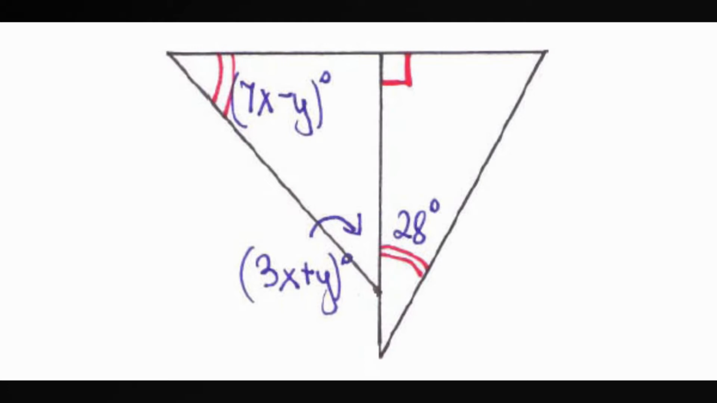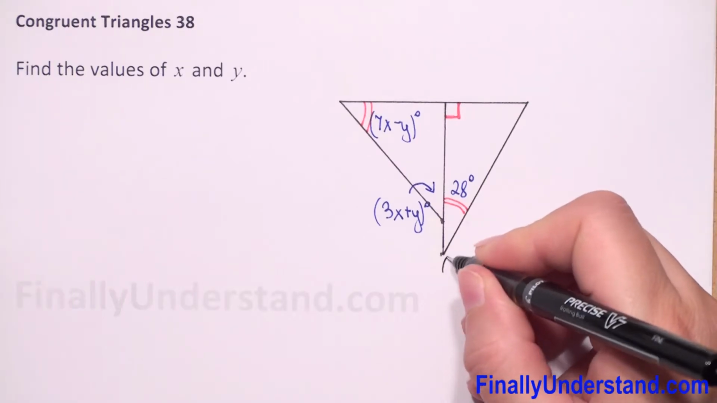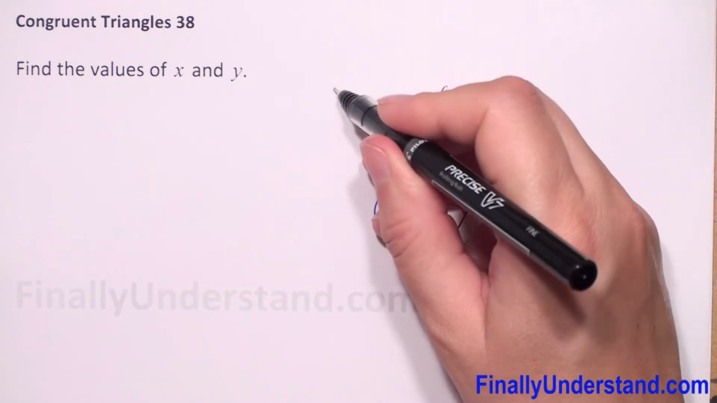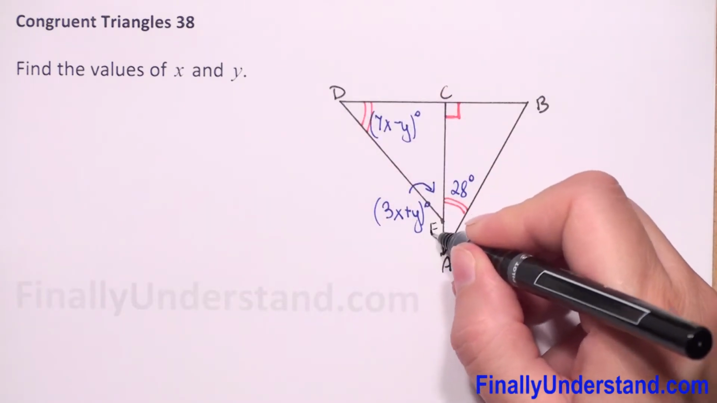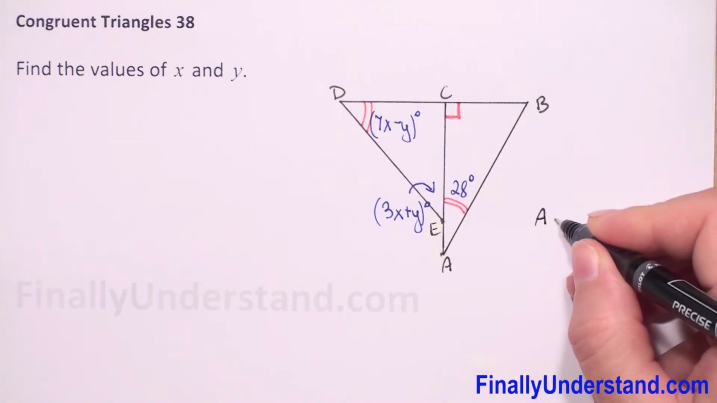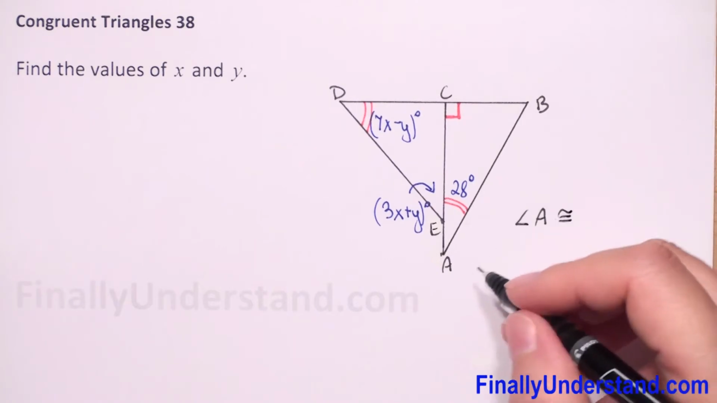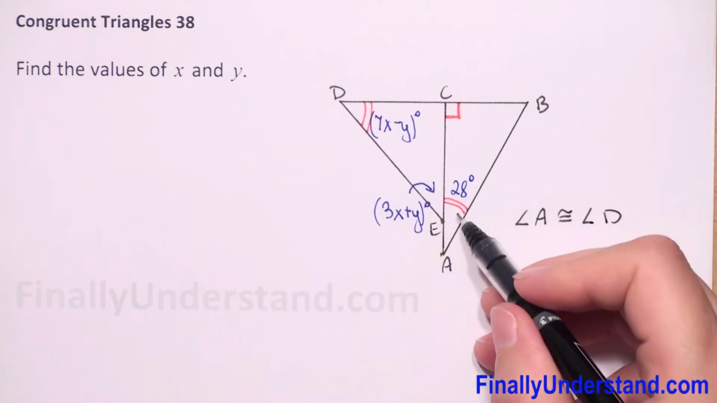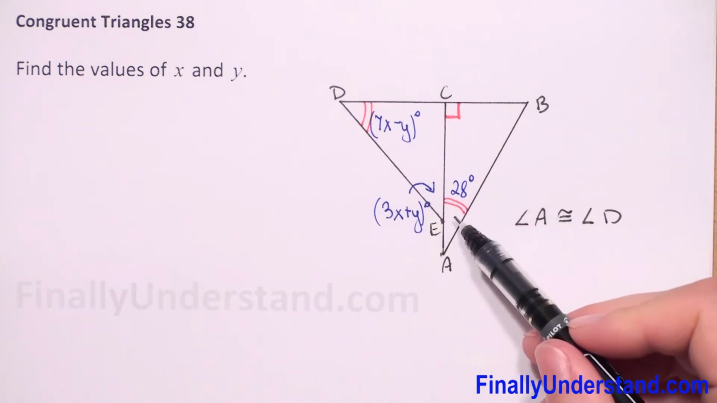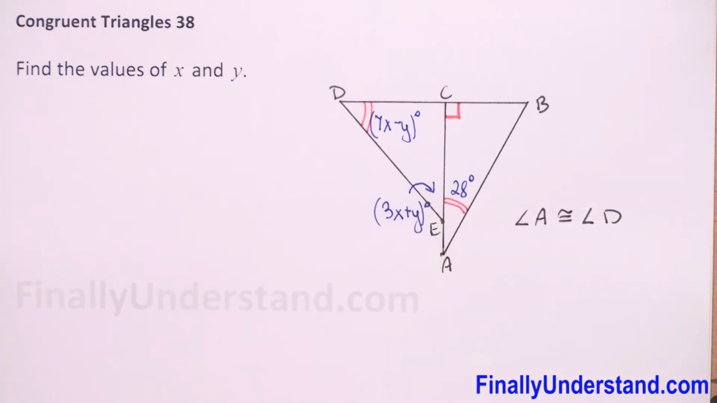We have to find the values of x and y. Let's put that we have here A, B, C, D, E. We see that angle A is congruent to angle D because we have these two lines. So it means that measure of angle A is equal to measure of angle D. So we have one equation.